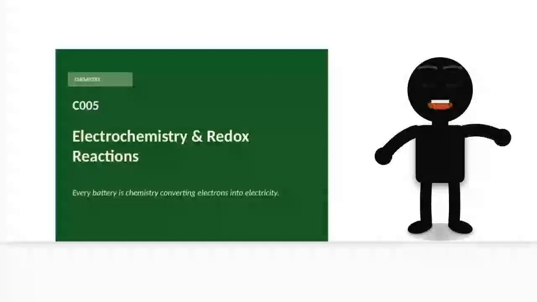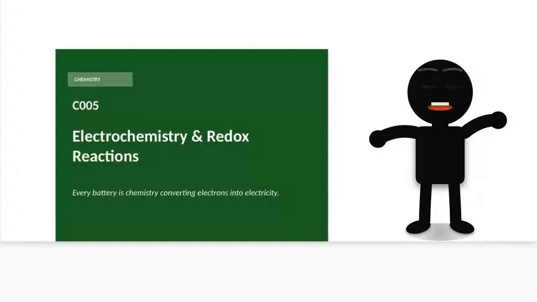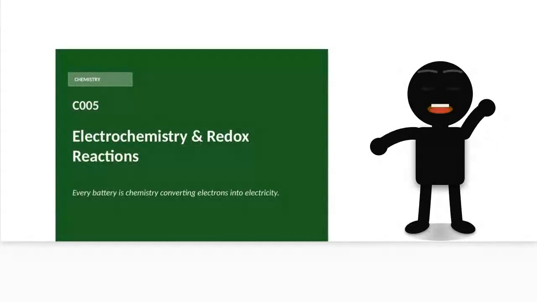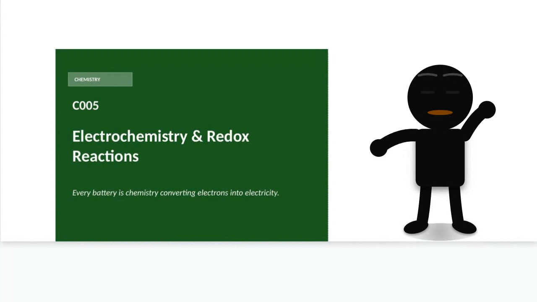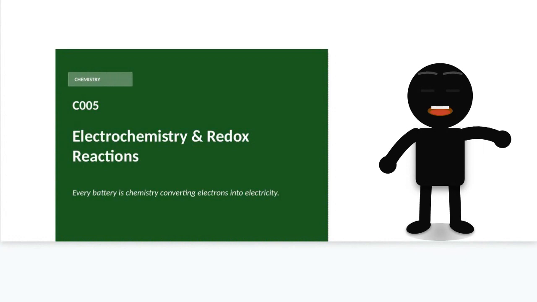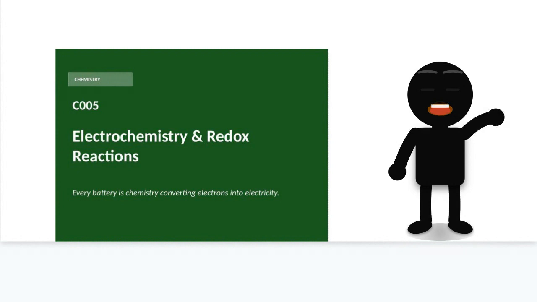Welcome to C005 Electrochemistry and Redox Reactions. Every smartphone battery, every electroplating process, every nerve signal in your body involves the controlled transfer of electrons. Electrochemistry is the branch of chemistry that studies the relationship between electrical energy and chemical reactions. Today we will master oxidation states, redox equations, galvanic cells, and Faraday's laws. This is a topic that rewards careful systematic thinking, and it comes up reliably in NEET every single year.